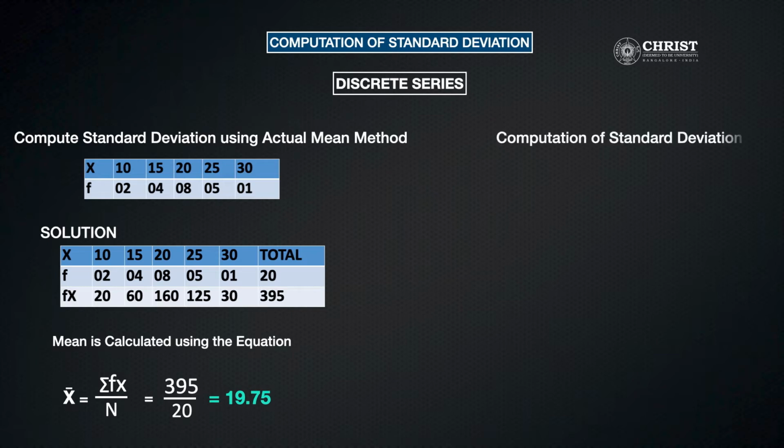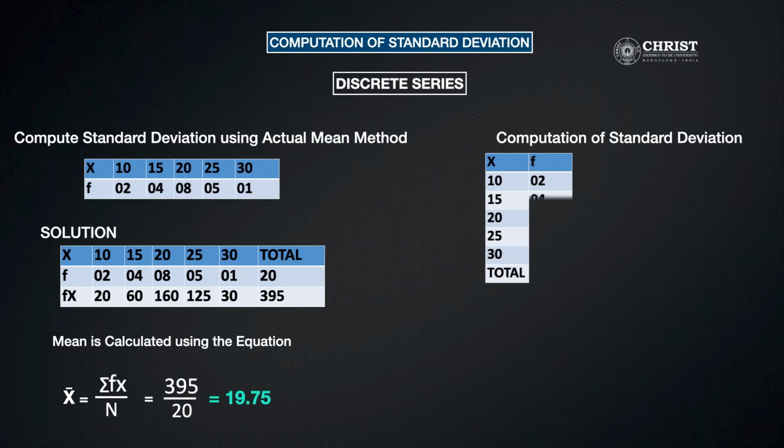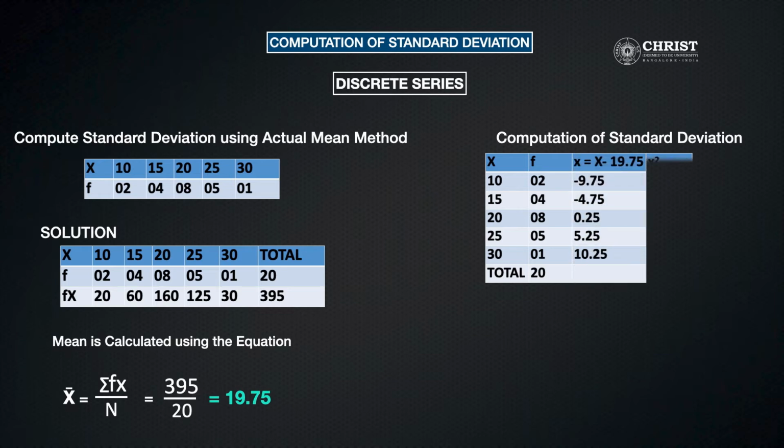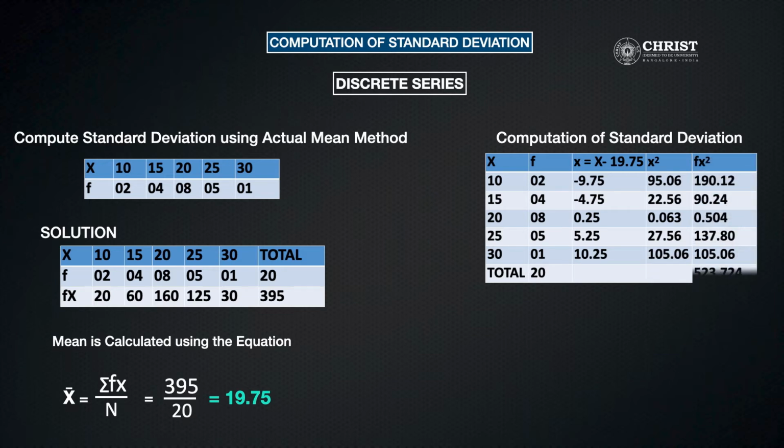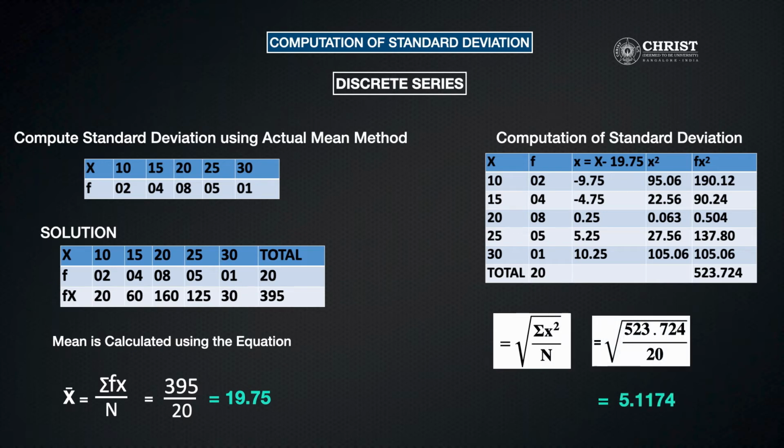Now we have to compute the standard deviation. Standard deviation is taking the deviations from the actual mean value, so from 19.75 we have to take the deviation. We have the equation square root of sigma fx squared divided by n. Values of x are there, values of f are there, and capital X is the deviation of the observation values 10, 15, 20, 25 and 30 from 19.75. So you will get the values minus 9.75, minus 4.75, 0.25, 5.25 and 10.25.